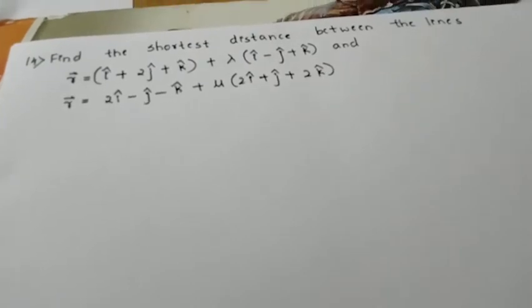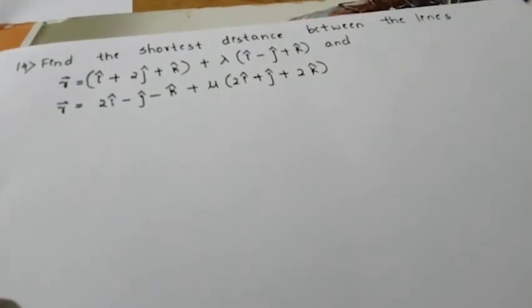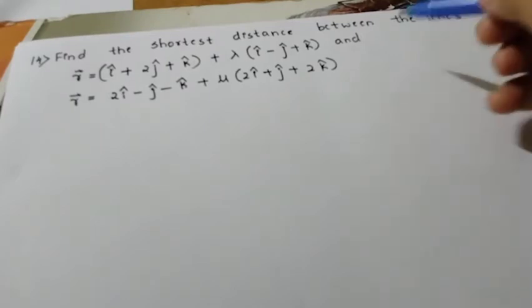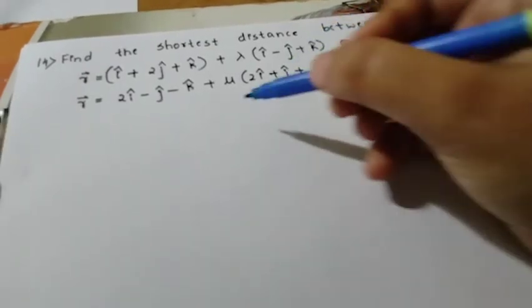So this is: find the shortest distance between the lines r = i plus 2j plus k plus lambda times (i minus j plus k), and r = 2i minus j minus k plus mu times (2i plus j plus 2k). So this you have to compare with the standard equation.